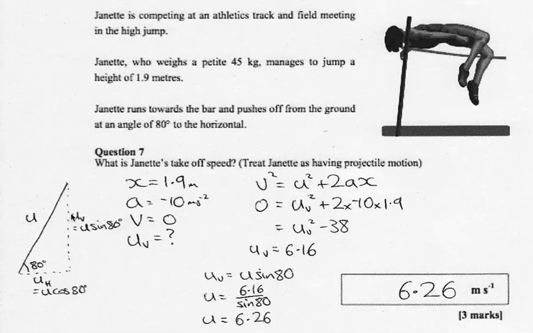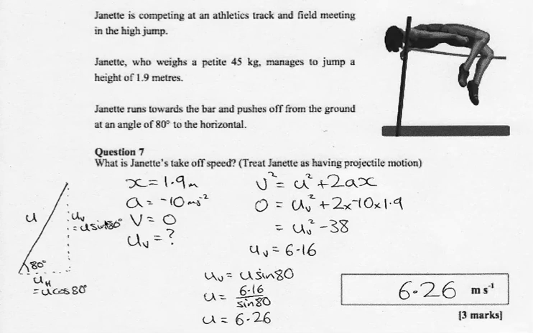What we're going to have to find first is one of these components, and I think the vertical component will be the easiest. So what we'll find first is uv, the vertical component of her initial velocity. So what we know is she travels a distance of 1.9 meters, acceleration due to gravity is -10, final velocity is 0 at the top of her flight, and we need to find her initial velocity. So we can use v squared equals u squared plus 2ax, and that all works out to be uv equals 6.16 meters per second. So her vertical component of her initial velocity is 6.16.